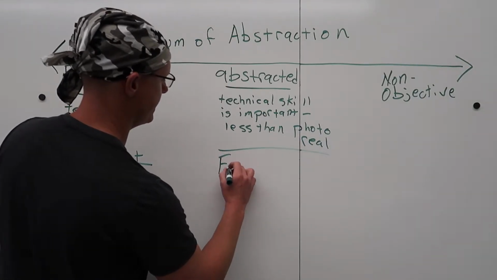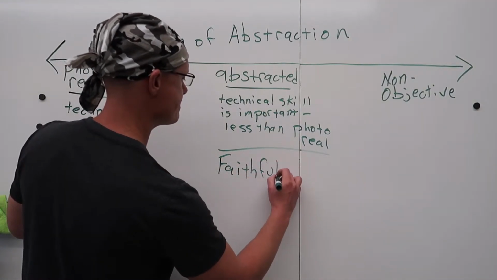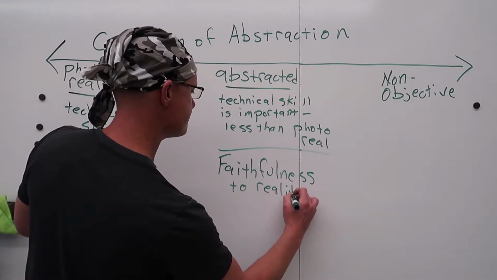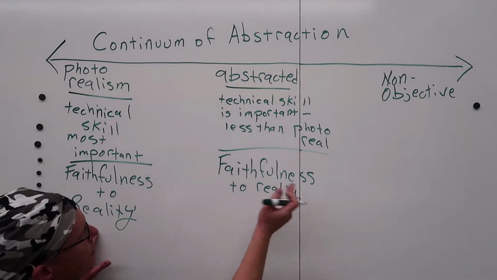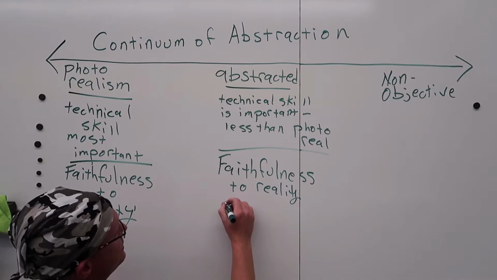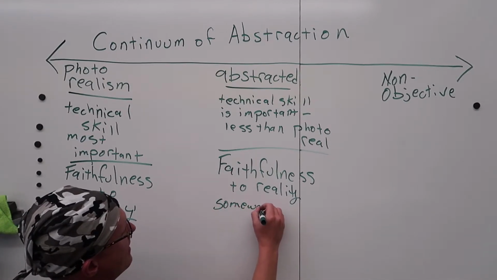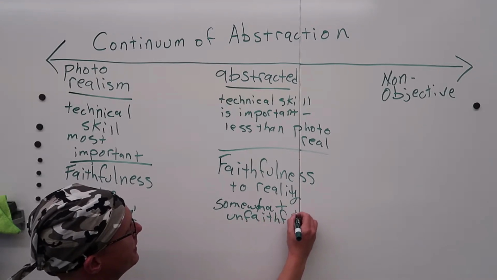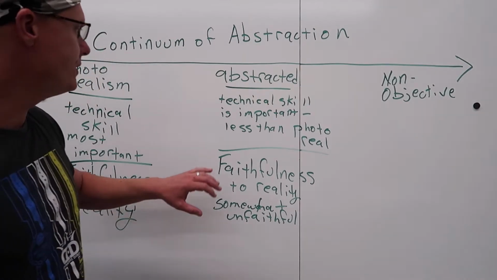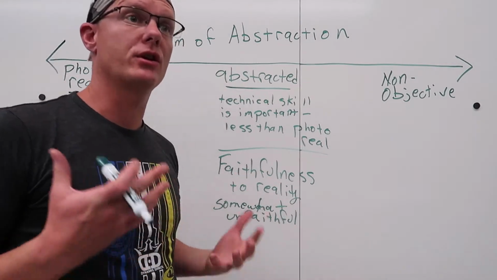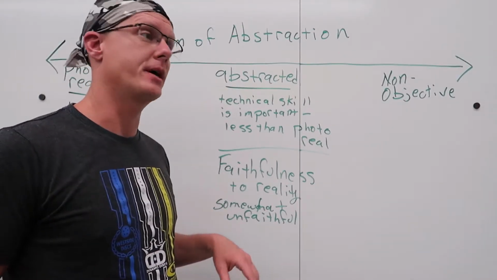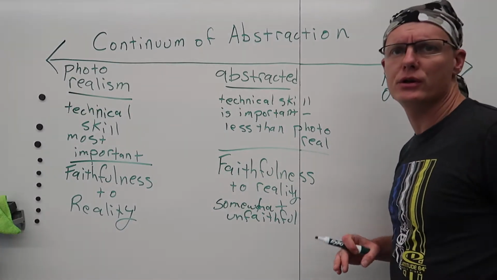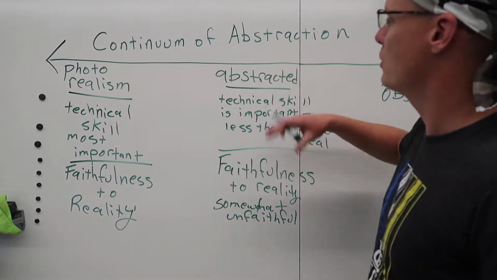So the faithfulness to reality is lesser than this. I would say it's not as faithful. It's somewhat unfaithful. So within abstracted work, we're not seeing something that looks exactly like what we're used to seeing. There could be some expectation failure there when you're looking at a painting and you're like, well, why did they choose to change the way it looks, simplify it, or in some way, shape, or form change it?